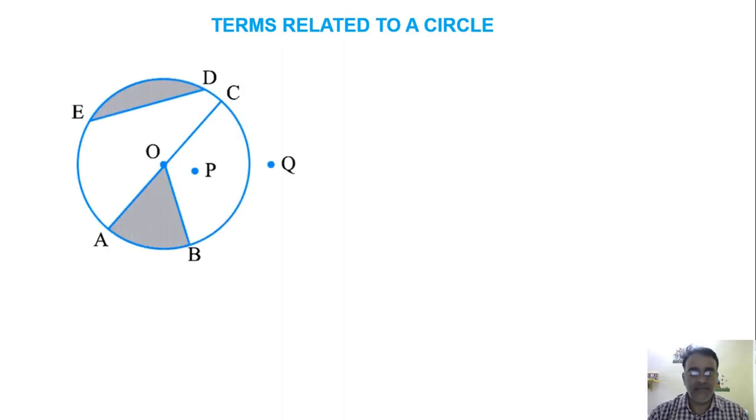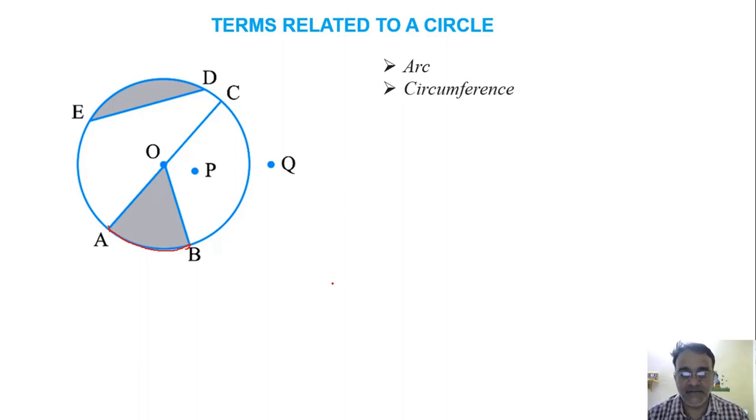Okay. Now terms related to a circle. So this is the rough figure and here I am going to discuss each term. Okay, so let us start with the first, arc. What is an arc? Any part of the circle. If you take this part AB, so this is an arc. Any part of the circle is called an arc.